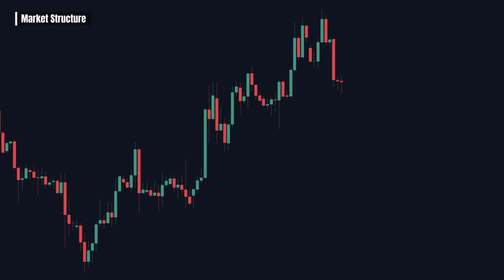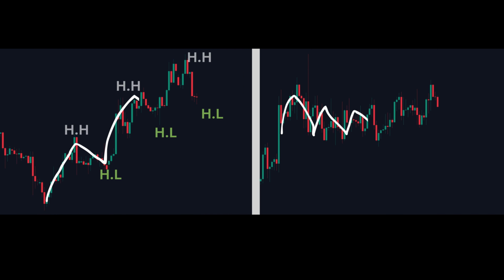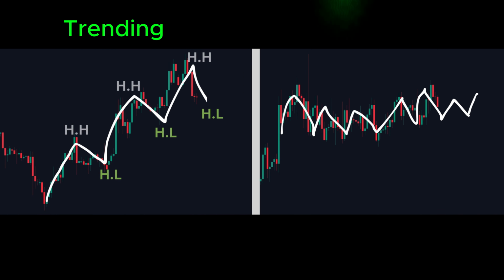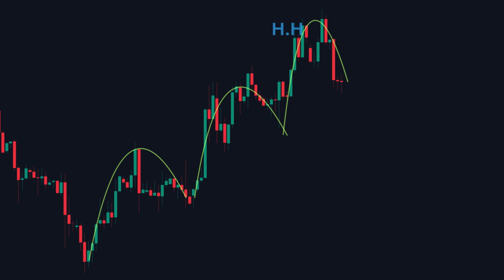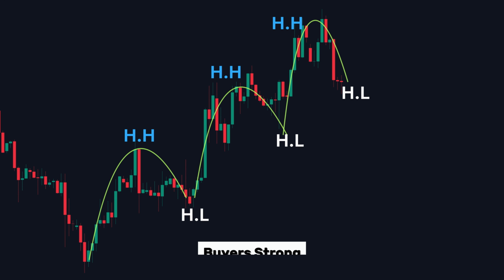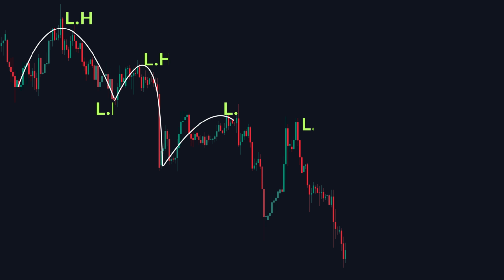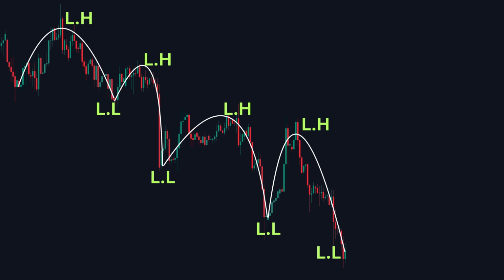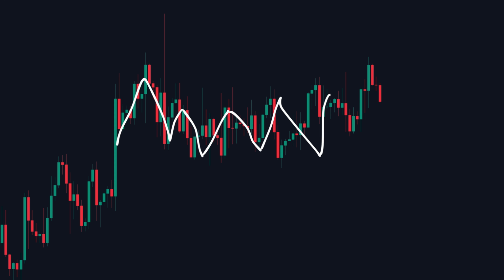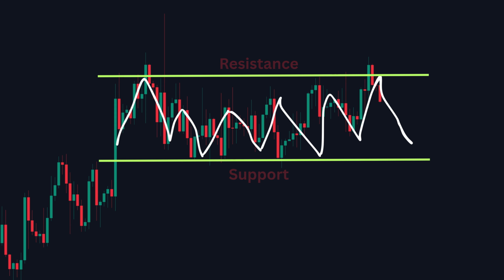Market structure. Market structure simply describes how price moves in a market, whether it's trending or ranging. An uptrend means prices consistently form higher highs and higher lows, showing that buyers are strong. A downtrend is when prices create lower highs and lower lows, indicating sellers are dominant. In a ranging market, prices move sideways without a clear direction, staying between key support and resistance levels.